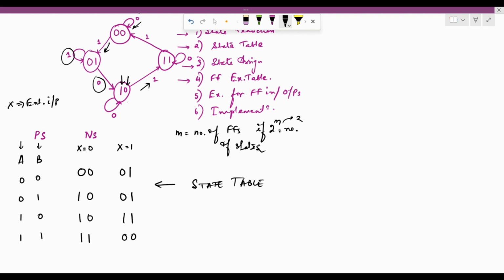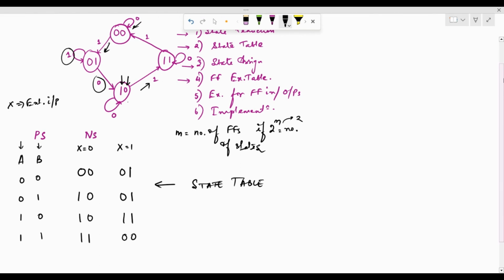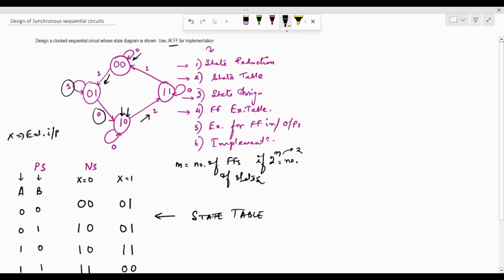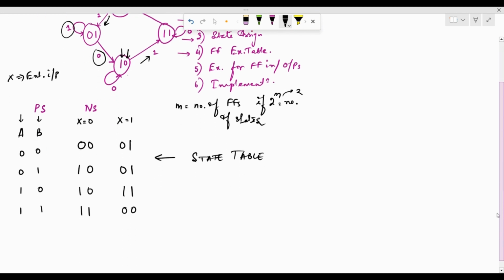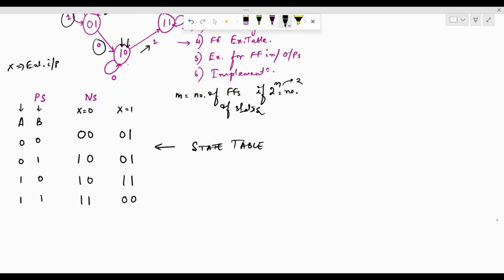Now the question says that we need to use the JK flip-flop for the implementation. So how can we do that? Keeping in mind that we need to use the JK flip-flop, we need to frame the excitation table from this given state table. So let's try and do that.